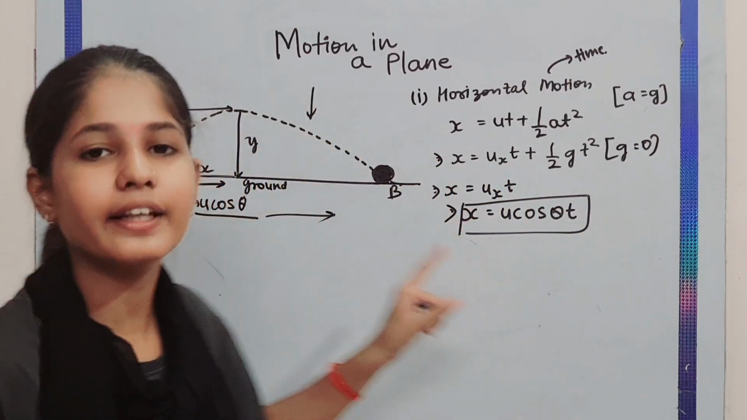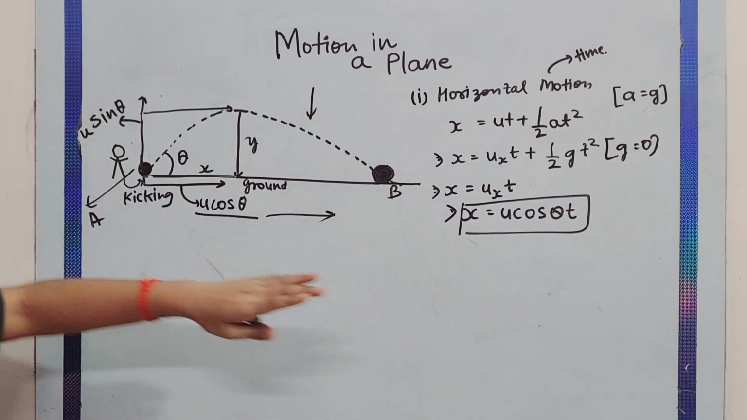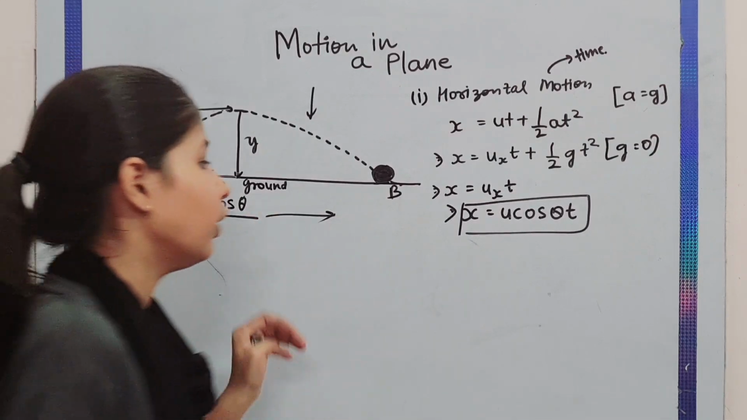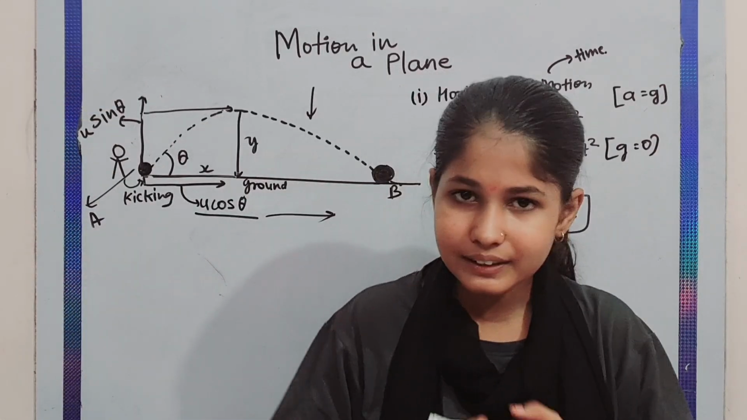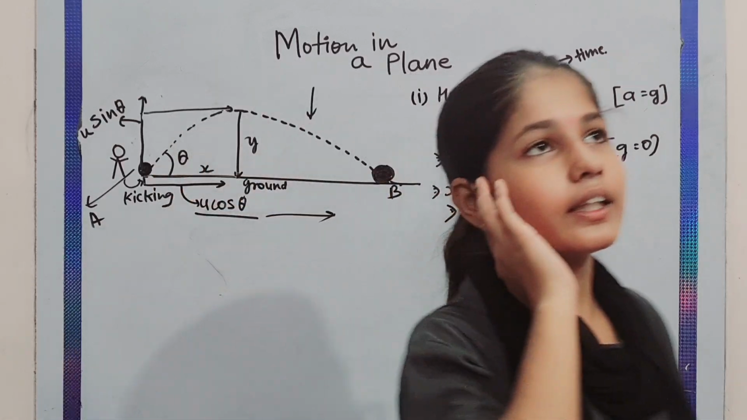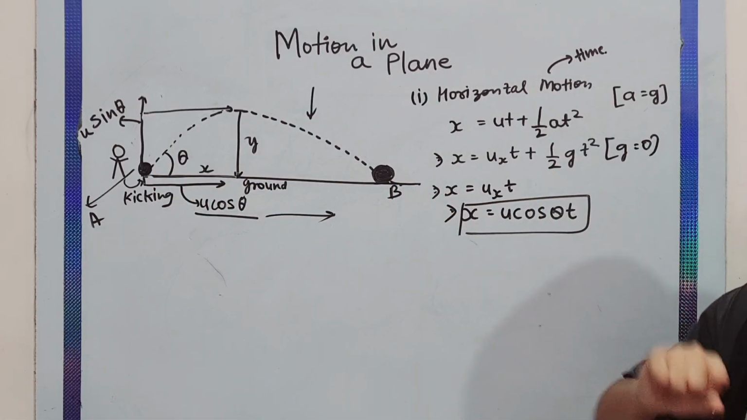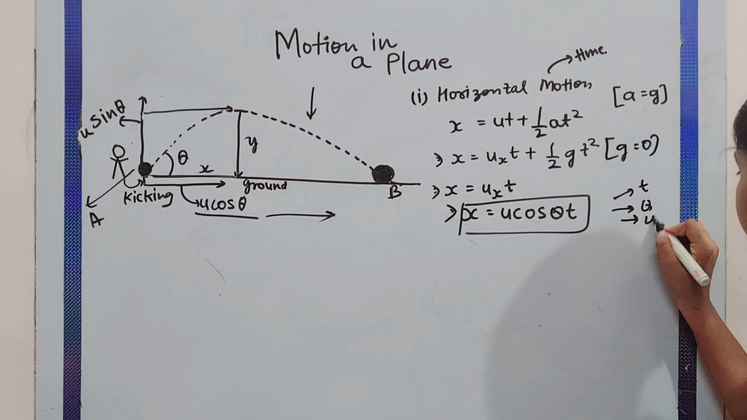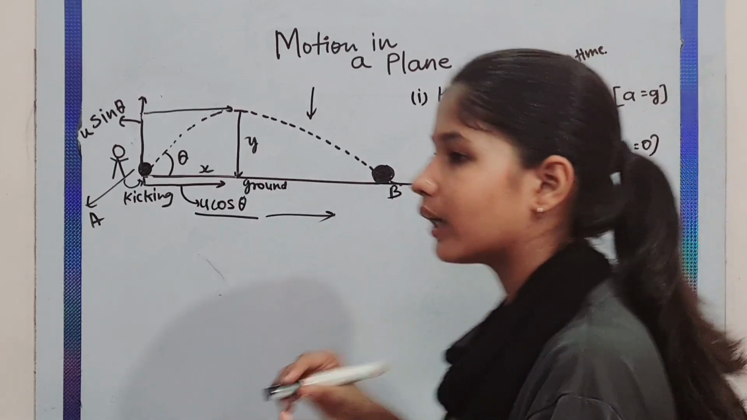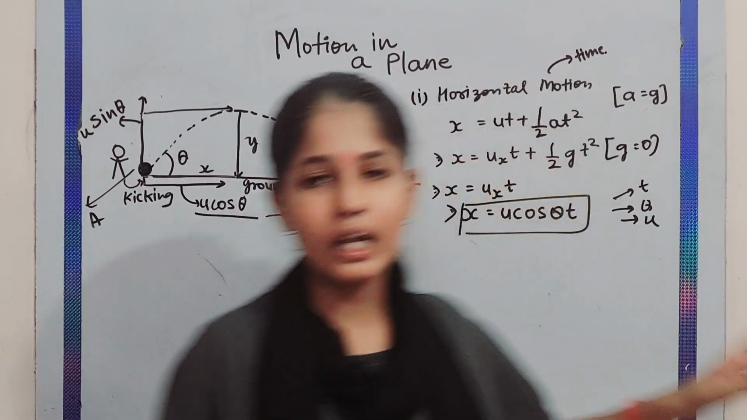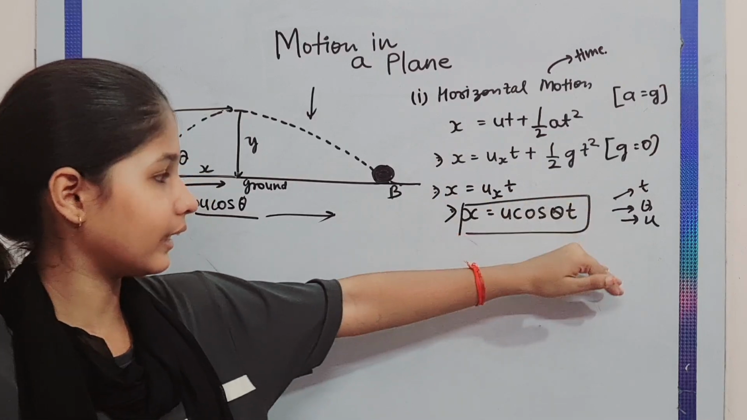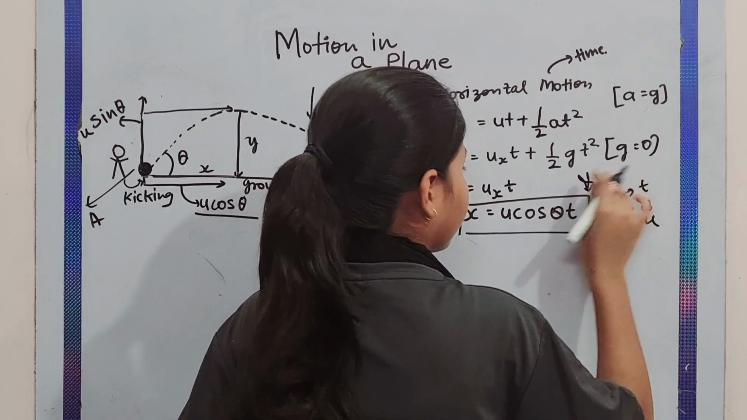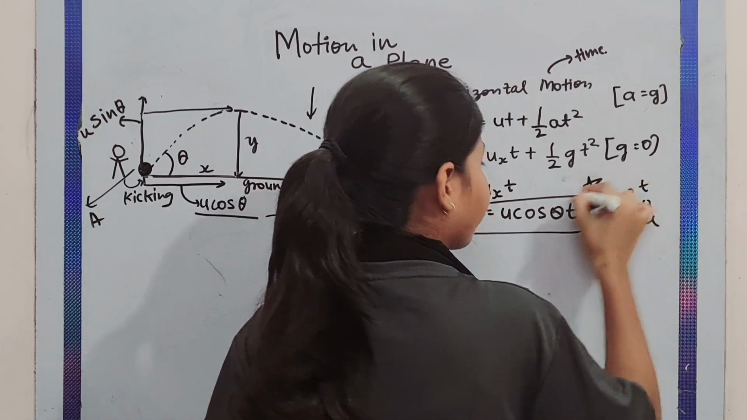And x is representing here the horizontal motion. Here you can see horizontal line motion, and x is the motion along the x-axis. So if in any question the time is given, and the angle theta is also given with the initial velocity, then you can find out the horizontal motion in the x-axis with the help of this formula, that is u cos theta into time. U cos theta into time, it is very important. It is our resultant formula here.